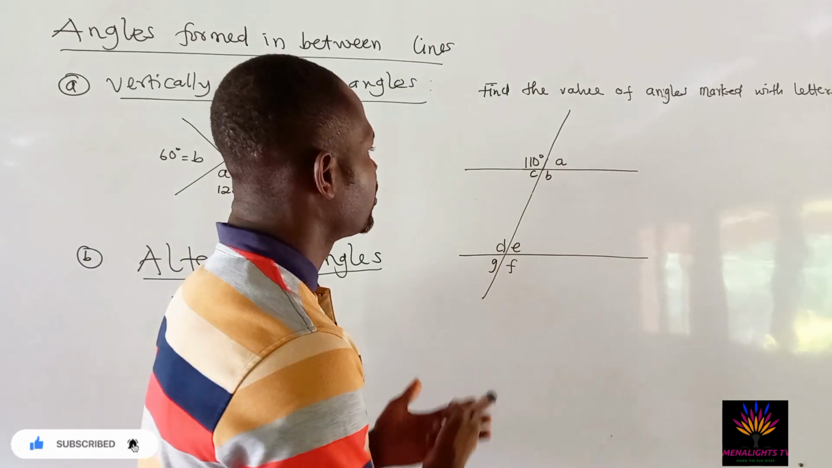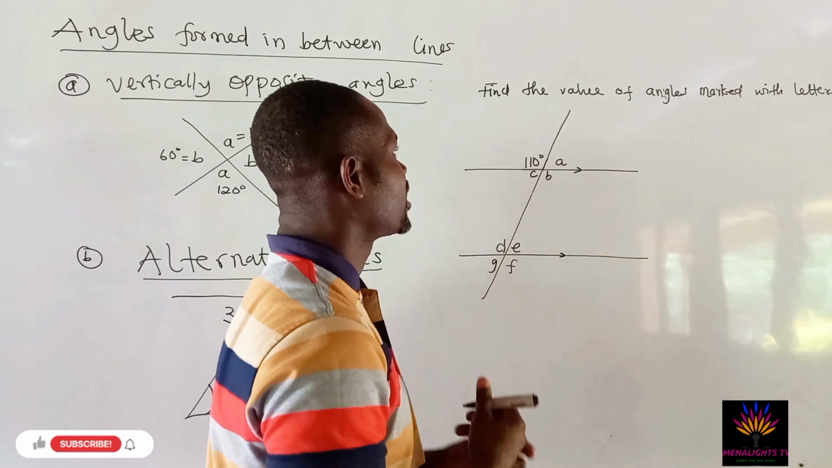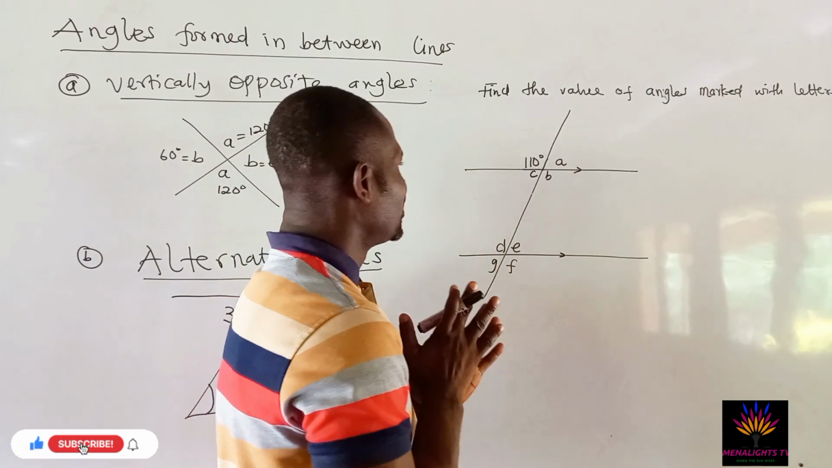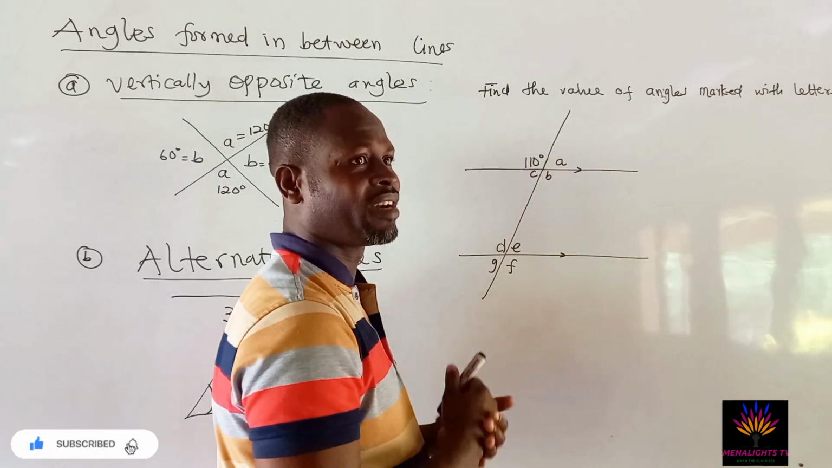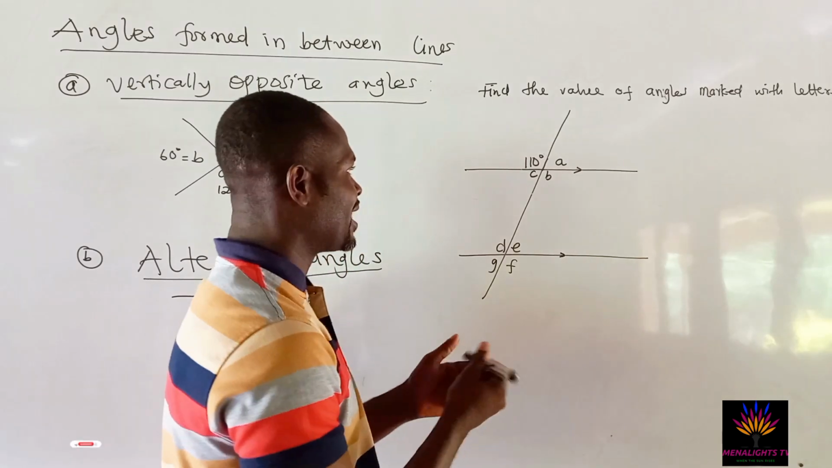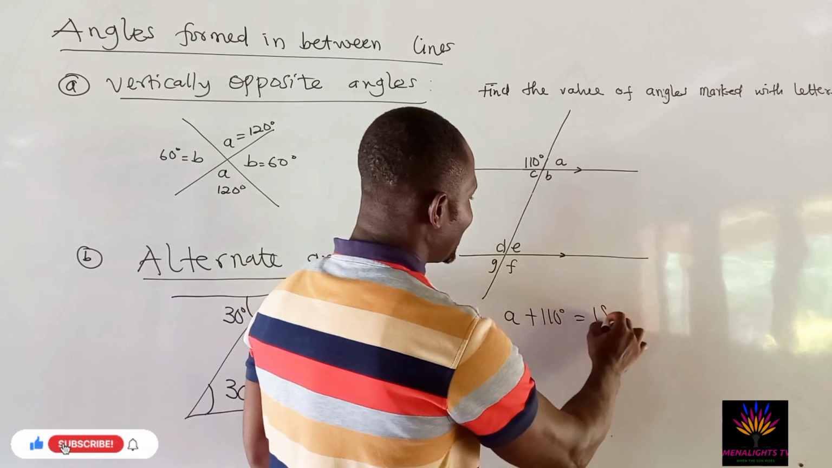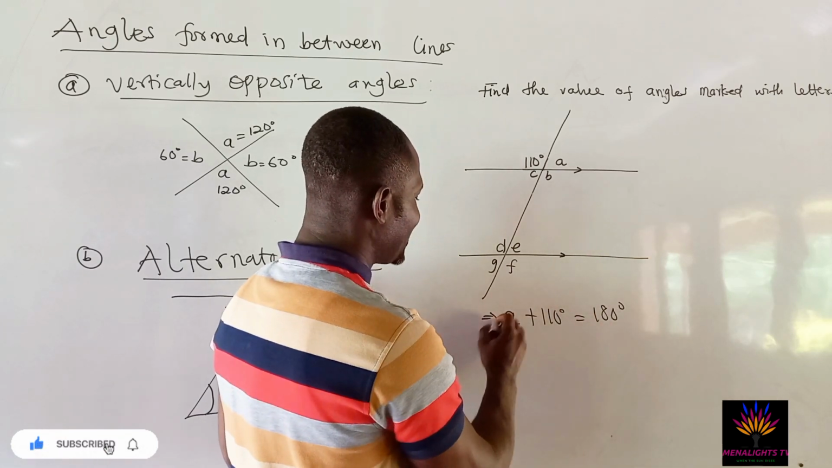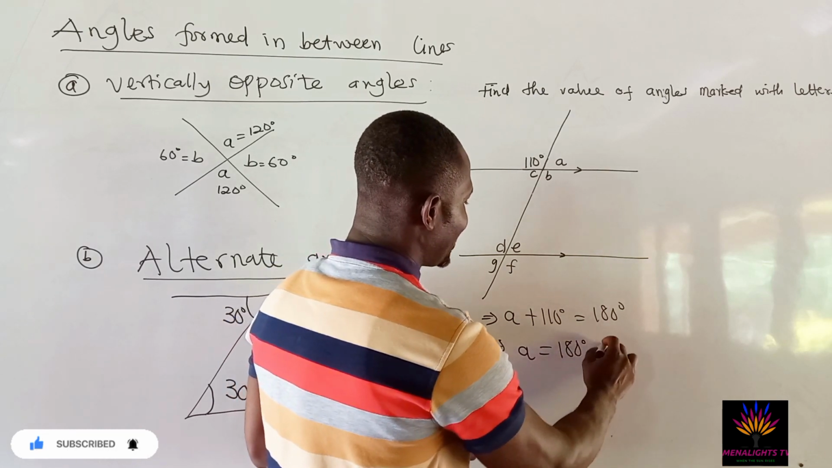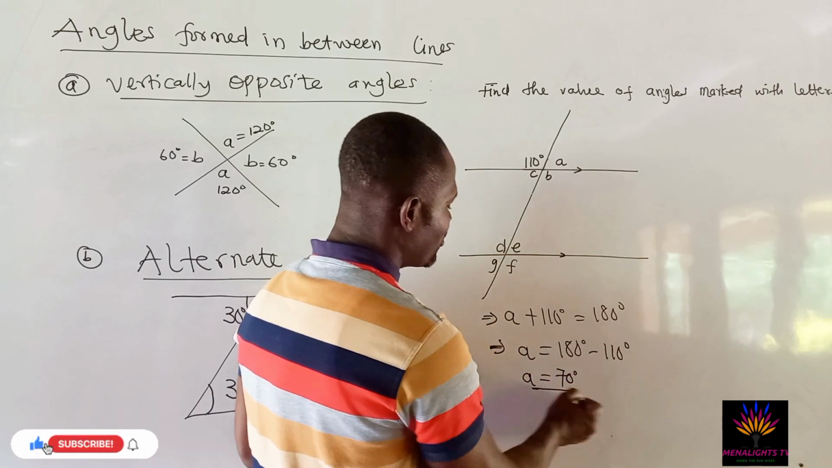So now we want to look at this diagram and find the angles marked with letters on it. The first thing we have to do here is find the angles on a straight line. Angles on a straight line will sum up to give you 180. So we can say that A plus 110 degrees is equal to 180 degrees, which means our A is equal to 180 minus 110 degrees. So there our A is equal to 70 degrees.